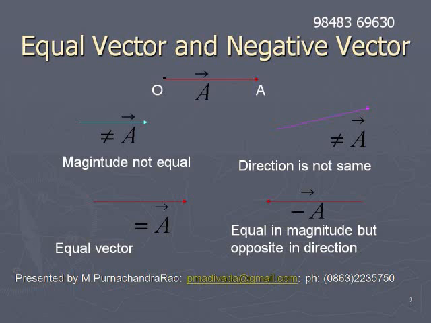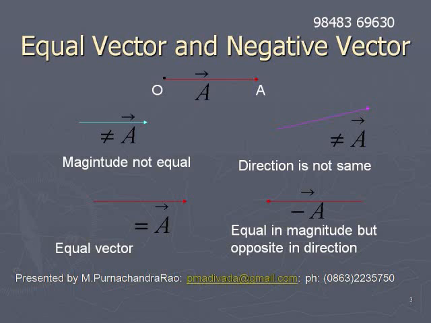Take the right one, the violet one. Its magnitude is equal to that of the vector A bar, but its direction is not the same. Hence, this is also not equal to the vector A bar. Consider the red one at the bottom left. This has the same magnitude and same direction. Hence, this is equal to the vector A bar.